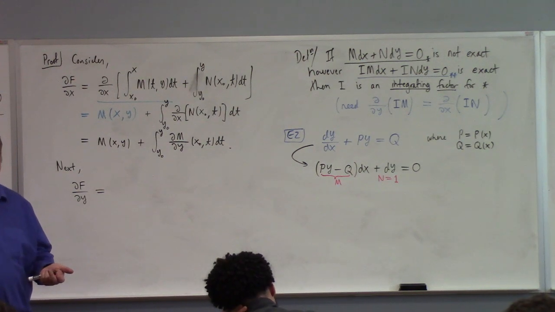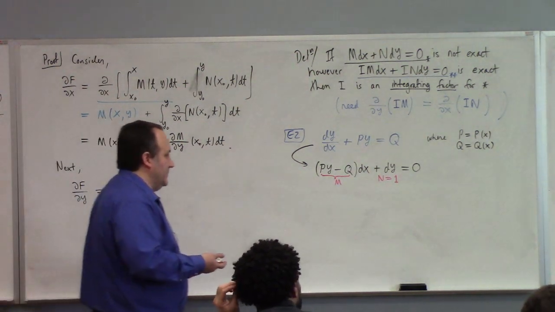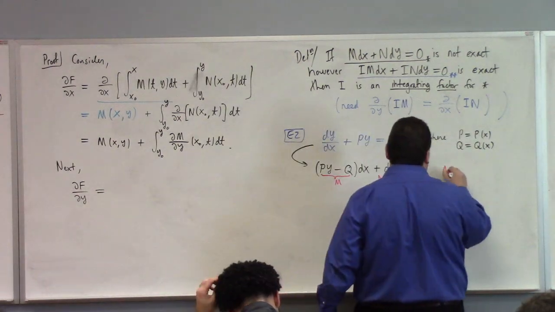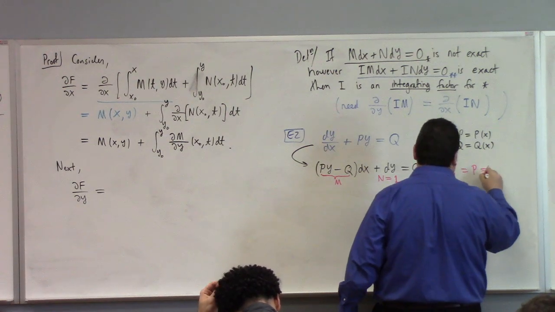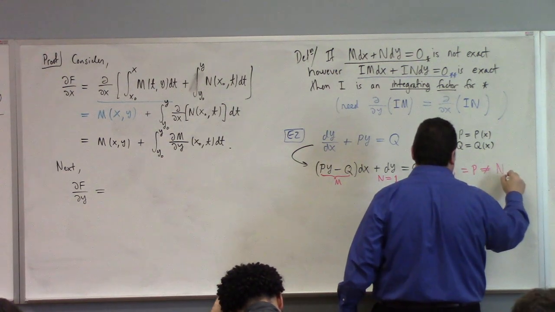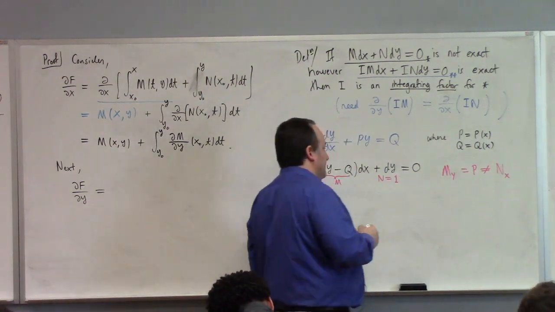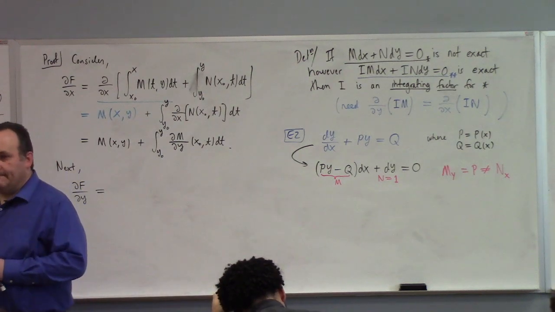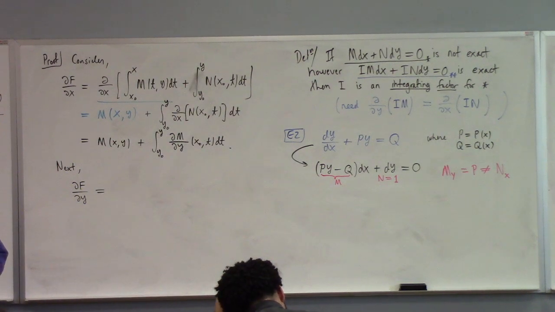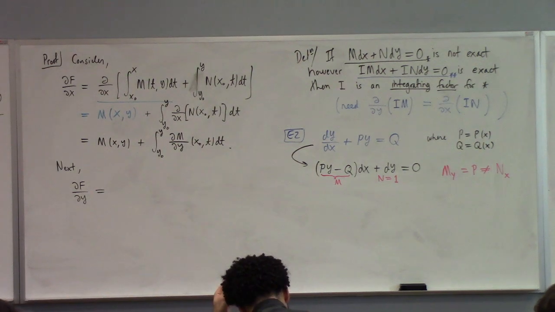Is this an exact equation? Does it satisfy the closed condition? No, I don't think so. Notice that M sub y is p, which is not equal to N sub x, right? Unless what? There is one case where this would be an exact equation. What is that case? P equal to what? What's that? What'd you say? 0, yes. Believe in yourself.